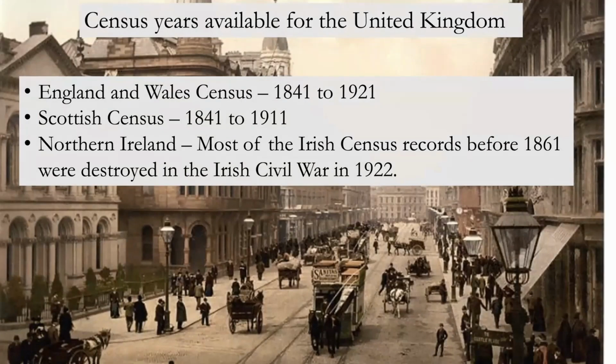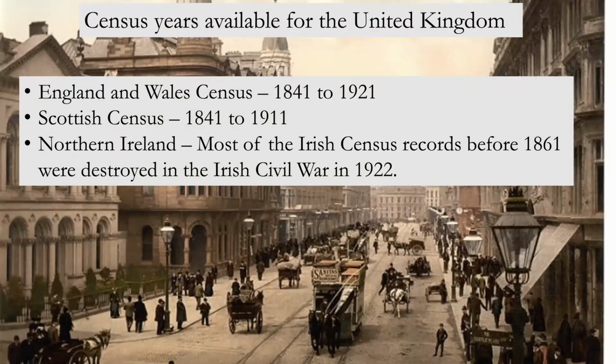First of all, the England and Wales census was from 1841 to 1921. The 1921 census is available right now only on Find My Past because they have a contract with the government to have that. Scottish census, 1841 to 1911.